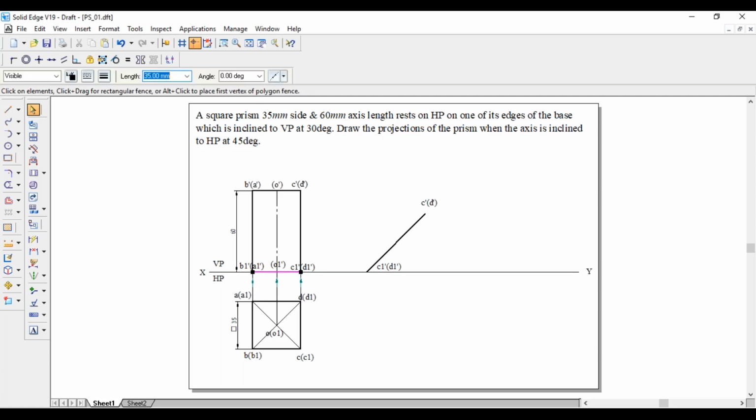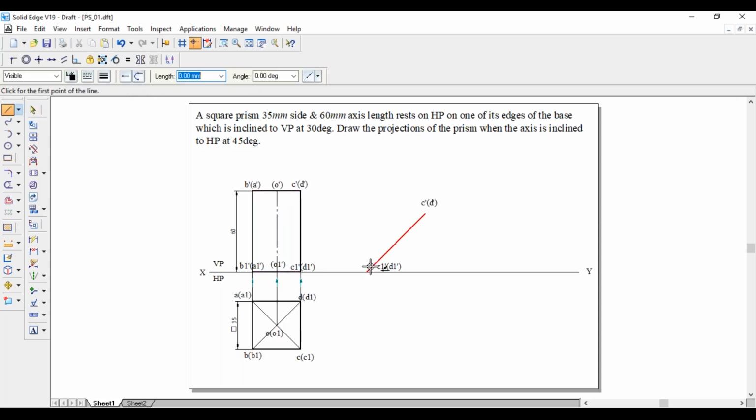There is remaining three lines. That is these three lines we have to draw. To draw these two lines, that is B dash in the bracket A dash, to C dash in the bracket D dash, and B1 dash in the bracket A1 dash, and C1 dash in the bracket D1 dash. These two lines are perpendicular to this line, that is C dash D dash C1 dash D1 dash. So the length of these two lines are 35 mm.